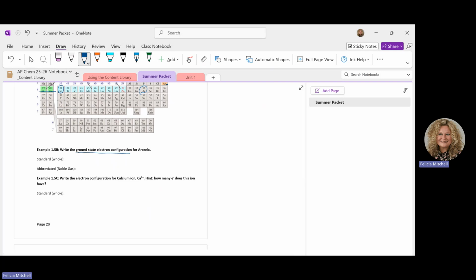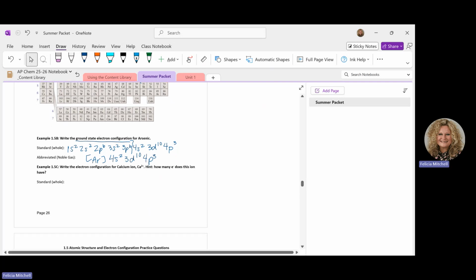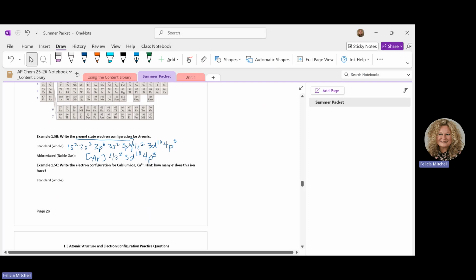The standard configuration is 1s2, 2s2, 2p6, 3s2, 3p6, 4s2, 3d10. Remember, there's 10 blocks on the d block. And then I'm going to go over into 4p, 1, 2, 3. What if I need the noble gas? Well, I'm going to have to go back to argon. Argon in brackets. Remember, I write everything after that full p6. And finish it out.